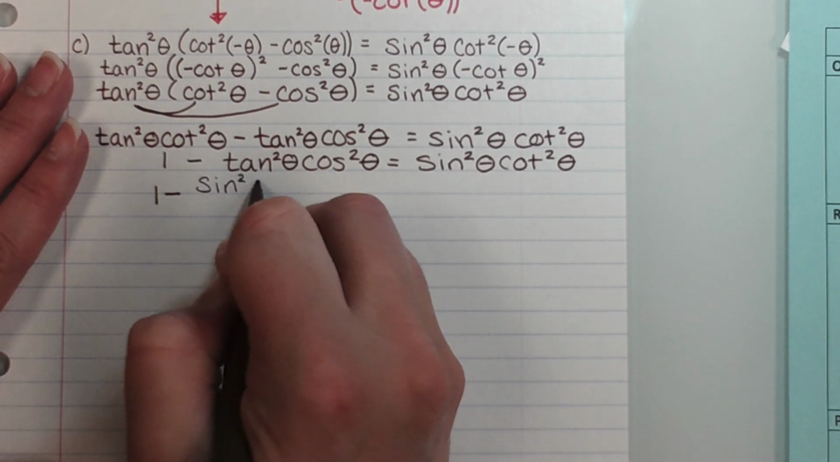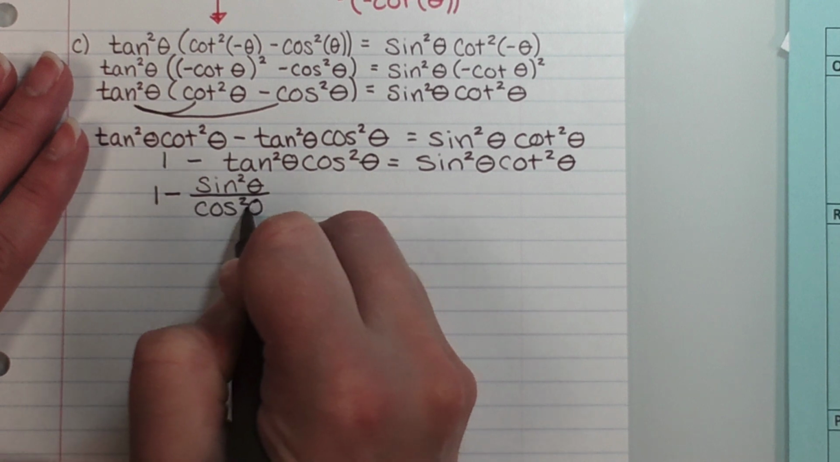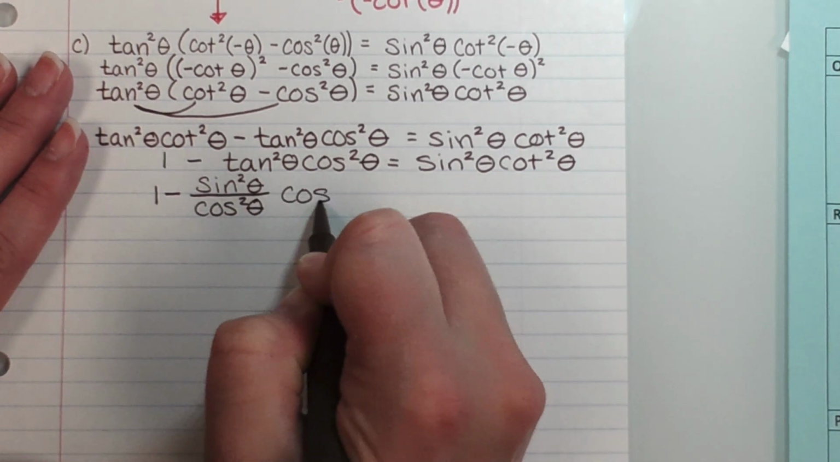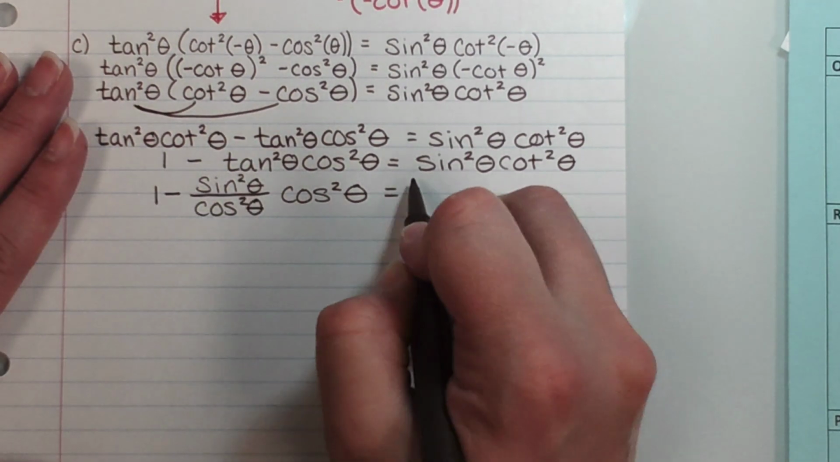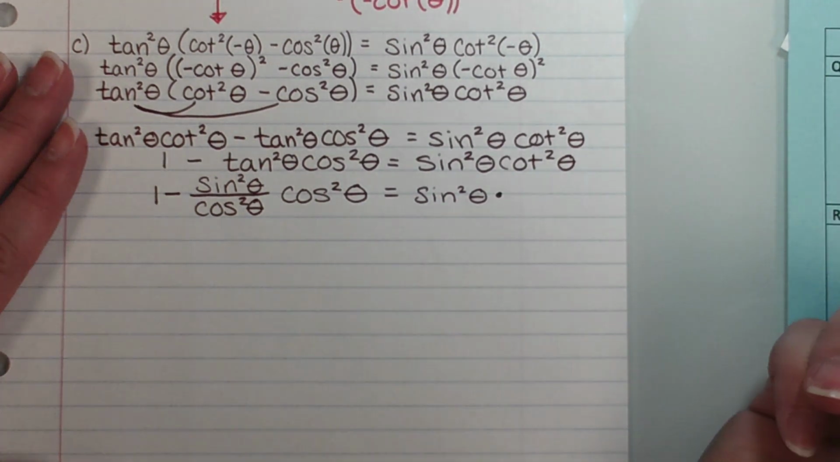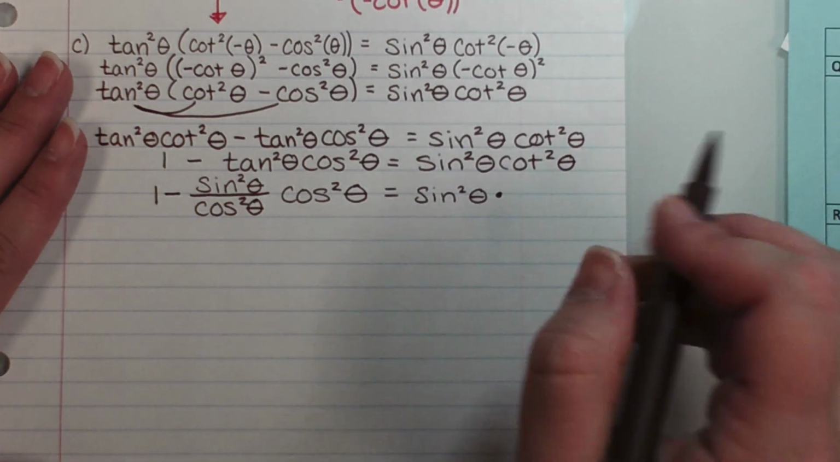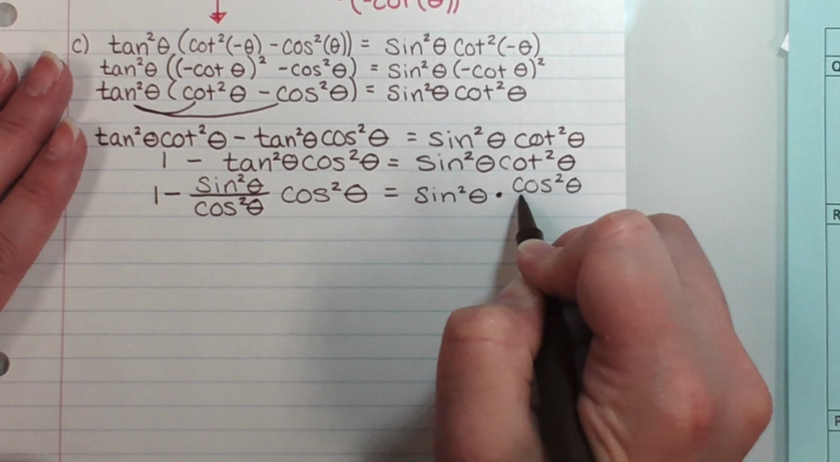It's sine squared over cosine squared, times cosine squared theta. I will tell you this right now. Generally, if I change one side into all sines and cosines, I'm going to have to change the other one later anyway. So I'll probably change it at the same time too. I don't have to, but I can. Cotangent squared is cosine squared over sine squared.